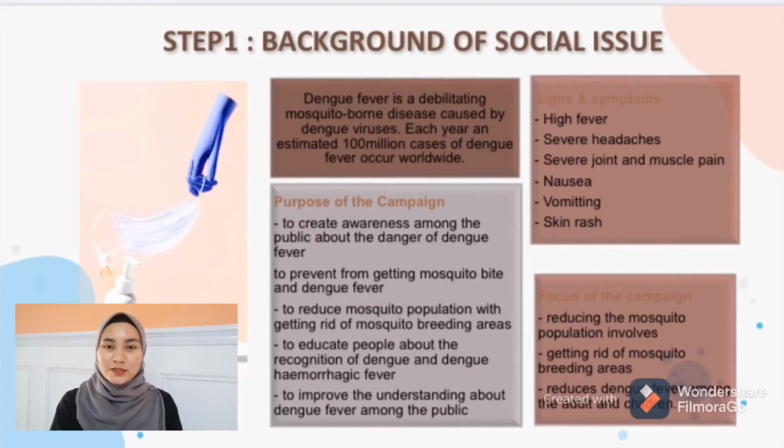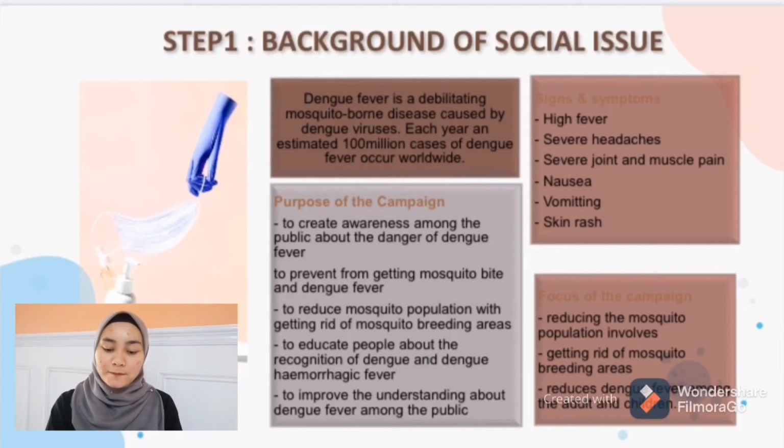Background of the social issue. What is dengue fever? Dengue fever is a debilitating mosquito-borne disease caused by the dengue virus. Each year, an estimated 100 million cases of dengue fever occur worldwide. Signs of these symptoms are high fever, severe headache, nausea, vomiting, and skin rash.